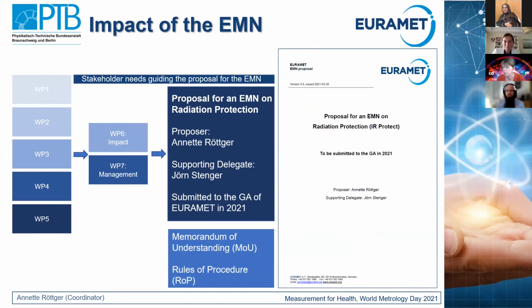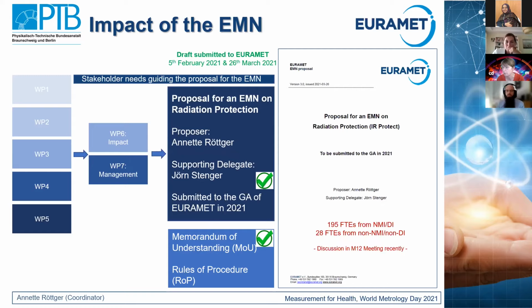So this is, in the moment, the project. We will run our proposal for the EMN. It's supported by Euramet. And I think this is interesting. With all the partners, we collected already a number of so-called full-time equivalent people. So this is staff who will work in this EMN. We have more than 200 people directly involved in the metrology of radiation protection. So this is a large group and an interesting discussion.